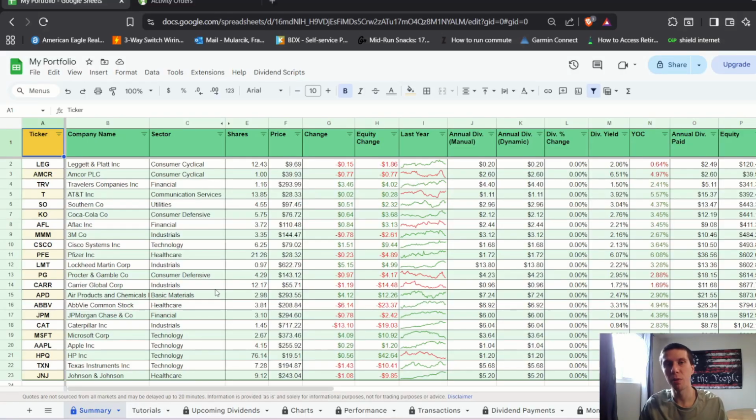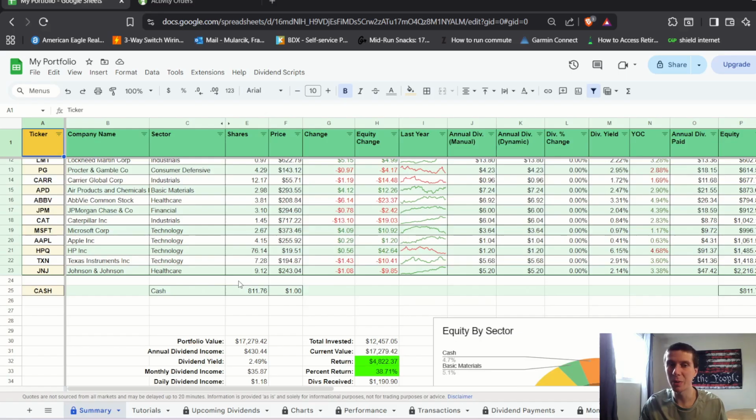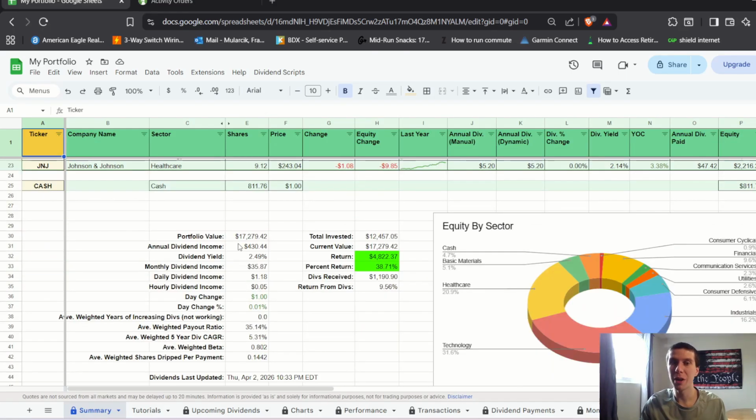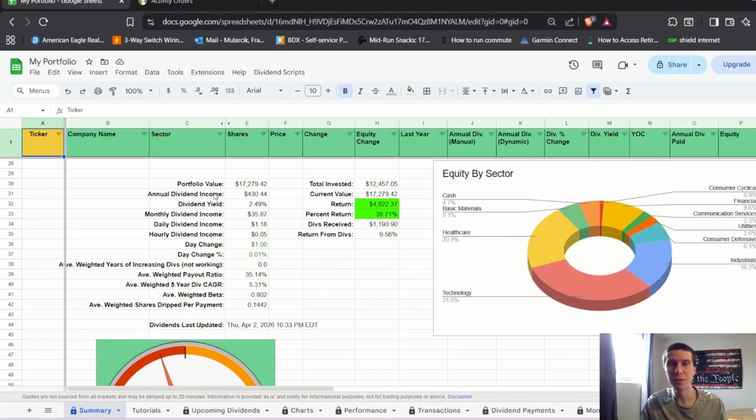So right now, looking at the portfolio spreadsheet before making any updates for the month of March, we didn't get any dividend raises this month, which is fine. Portfolio value, the market did go down some this month, so around $17,000, and our projected dividend income right now is $430. So making progress slowly but steadily.